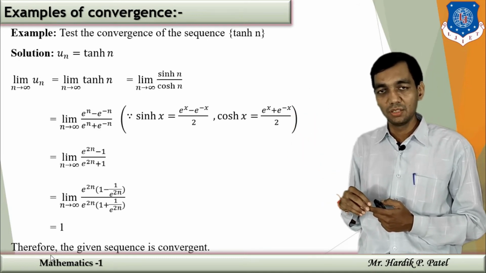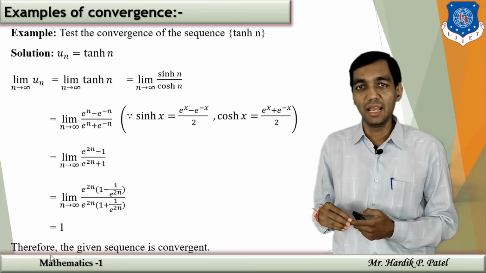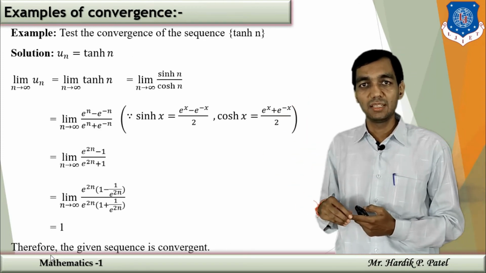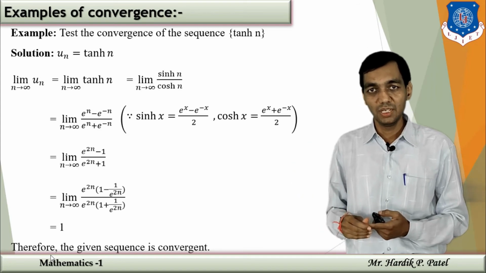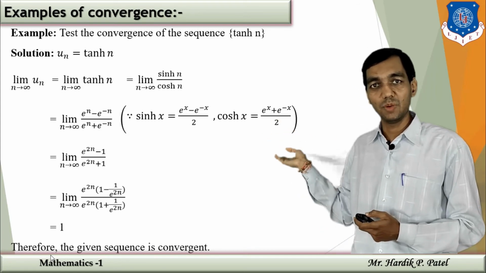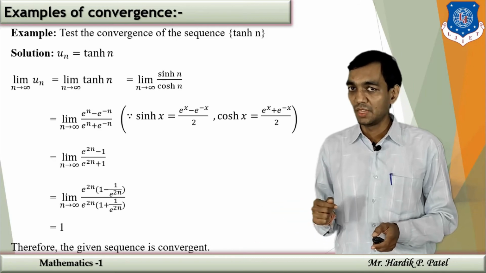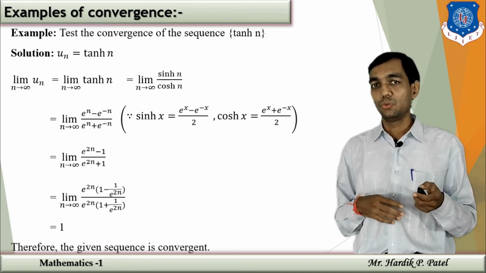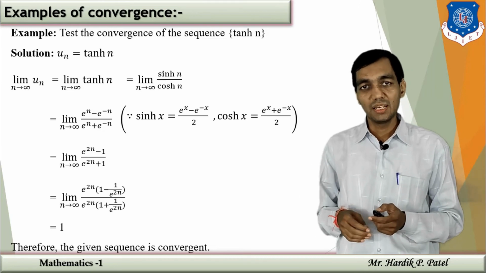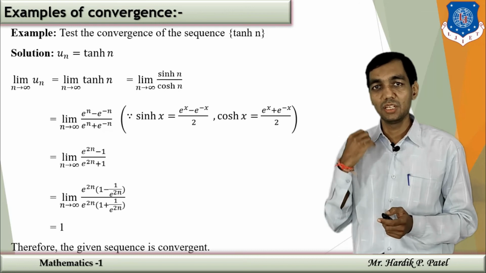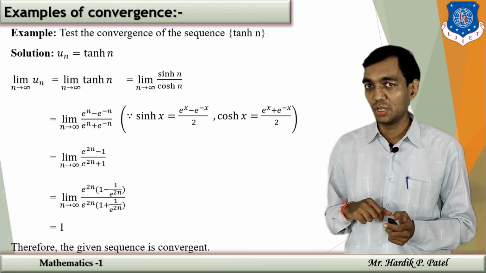by cos hyperbolic. So we are applying the limit to the nth term un and putting the values of sine hyperbolic and cos hyperbolic. Then we have limit n tends to infinity e raised to n minus e raised to minus n divided by e raised to n plus e raised to minus n. Now we write e raised to minus n in the form of 1 upon e raised to n, taking LCM and simplifying. That will give you e raised to 2n minus 1 upon e raised to 2n plus 1.